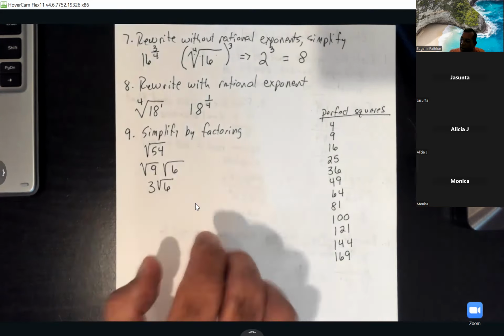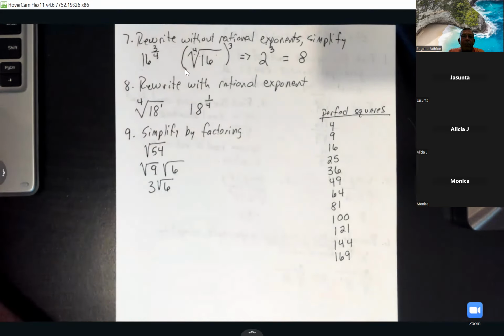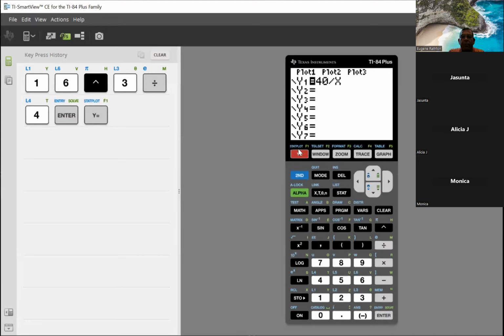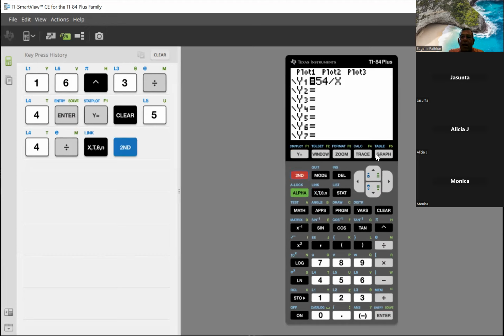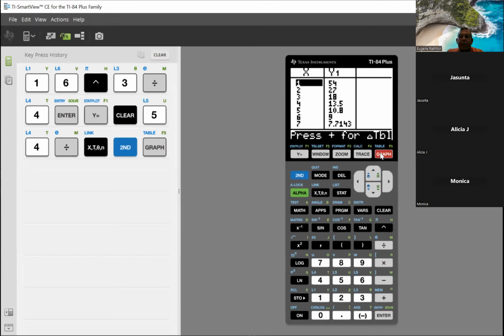Now, if you want to be able to find factors quick, I can show you the trick on the calculator. If you go to Y equals, I had 54 as my number. So I do 54 divided by x, and I go to the table, so I hit second graph to bring up the table. There's all my factors: 1 and 54, 2 and 27, 3 and 18, but none of those numbers are perfect squares.